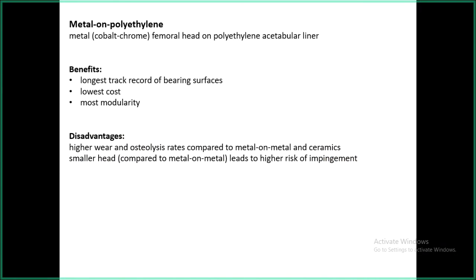The first is the metal on poly. The metal is cobalt chrome alloy with molybdenum femoral head on polyethylene acetabular liner. The benefits of metal on poly are longest track record of bearing surfaces with lower cost and most modularity. The disadvantage is higher wear and osteolysis rates compared to metal on metal and ceramic. Smaller head compared to metal on metal leads to higher risk of impingement.